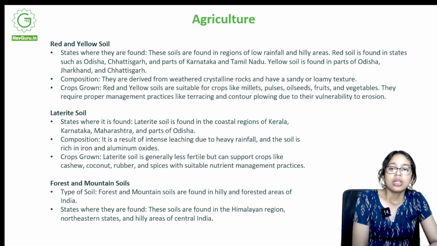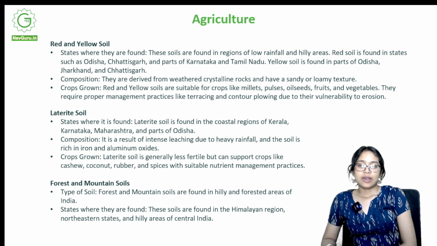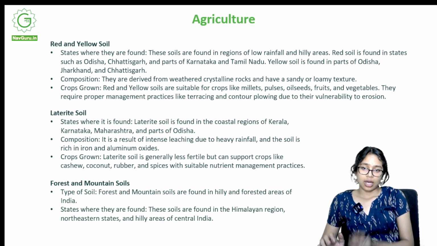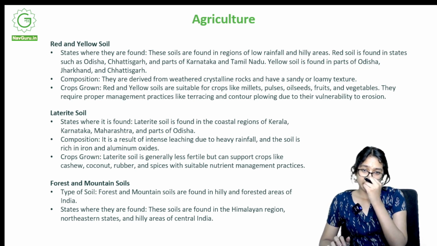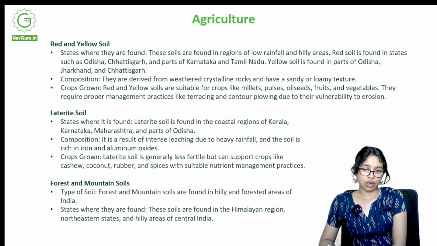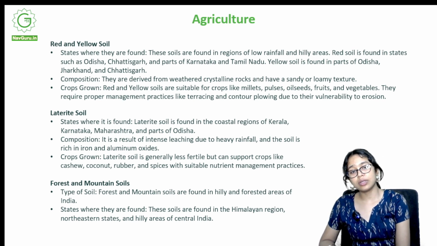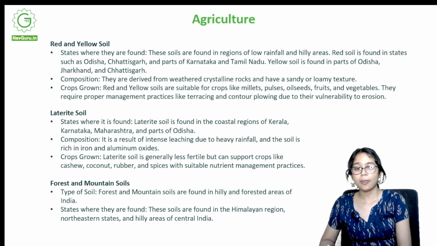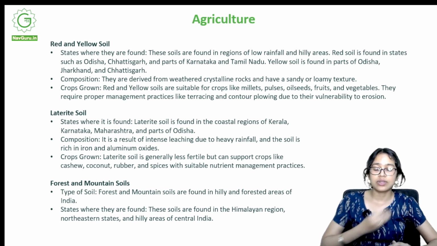Laterite soil. States where it is found. Laterite soil is found in coastal regions of Kerala, Karnataka, Maharashtra and parts of Odisha. Composition: it is the result of intense leaching due to heavy rainfall, and the soil is rich in iron and aluminium oxides. Crops grown: laterite soil is generally less fertile but can support crops like cashew, coconut, rubber and spices with suitable nutrient management practices.